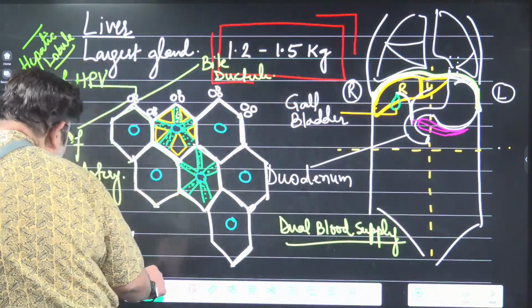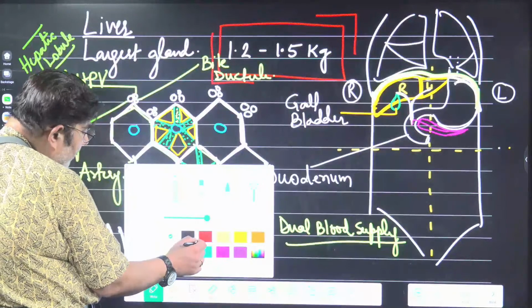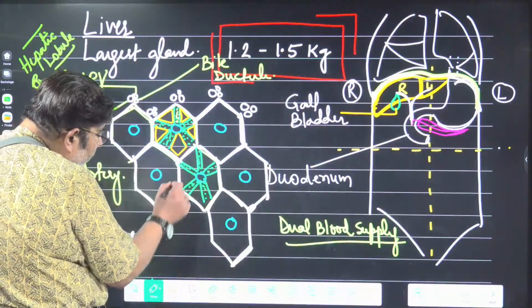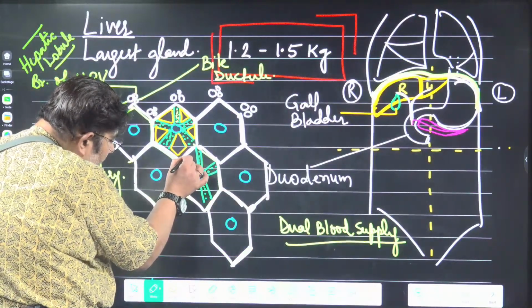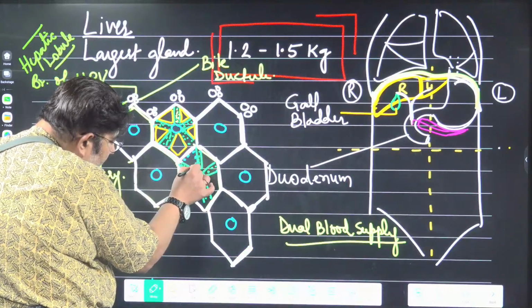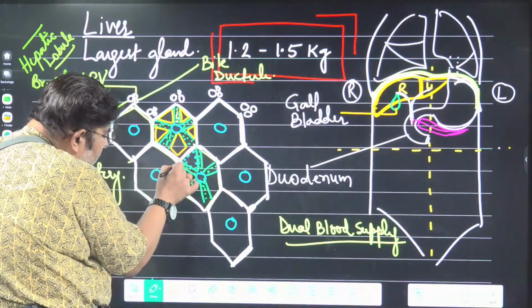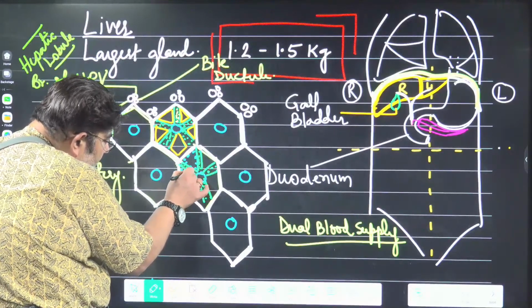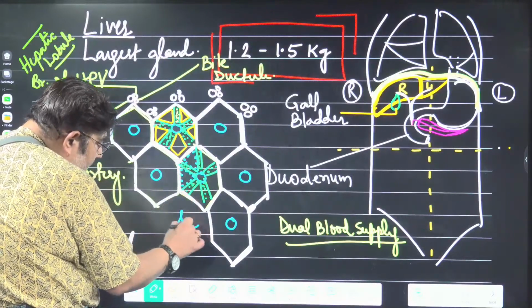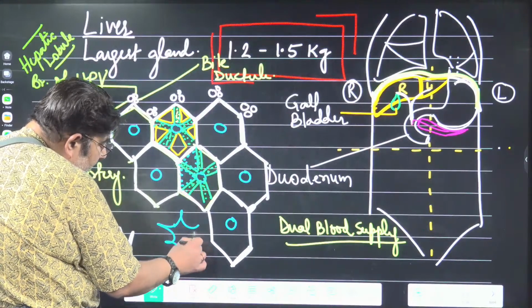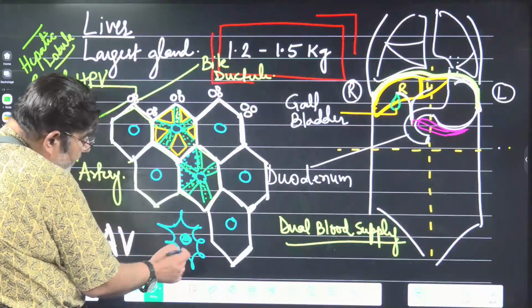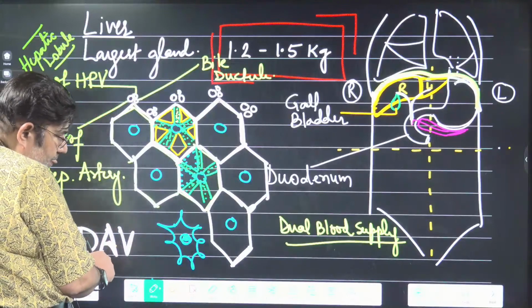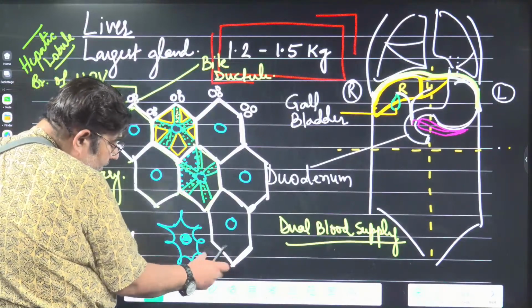These are the hepatic sinusoids. On the margin of the sinusoids, you will find large, star-shaped cells. Now, the specialty about them is that the moment they see any bacteria or virus, they engulf it.